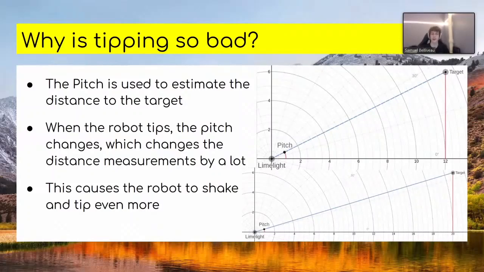And so if the robot were to tip, it would think that the target is moving either really far forward or really far back really quickly, which can cause the robot to make some very dangerous movements if it's trying to align with that. So the tipping, especially in the PID loop, causes even more tipping and even more problems, and it's really something that you should strive to avoid.